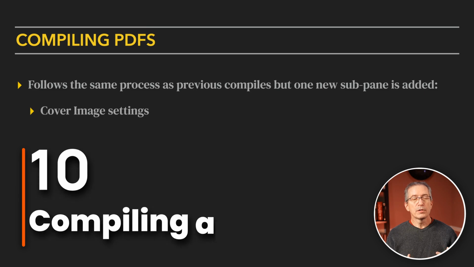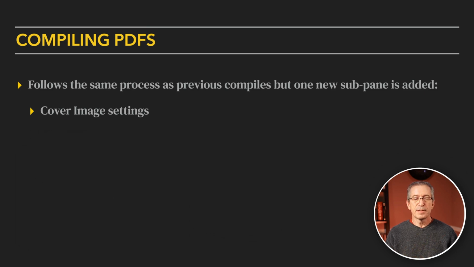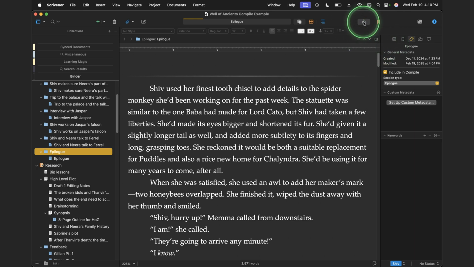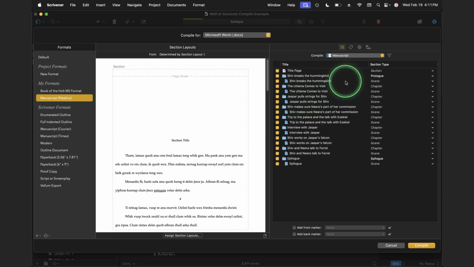Now let's talk about compiling PDFs and EPUBs. So it follows the same process as the previous compiles, but one new subpane is added for the cover image settings. So you'll specify that cover image. You don't have to. That can be a default or none, I think. And then you'll compile. So let's see how that looks. Same document. I'll hit compile. And let me note a couple things at this point.